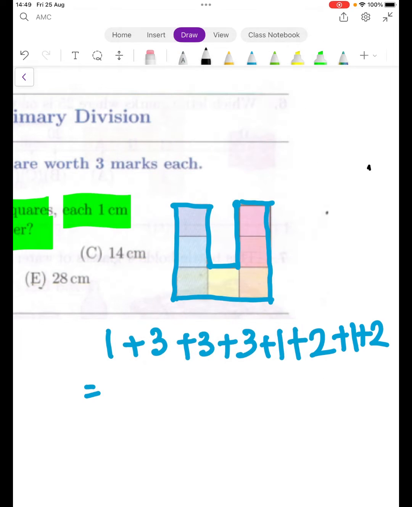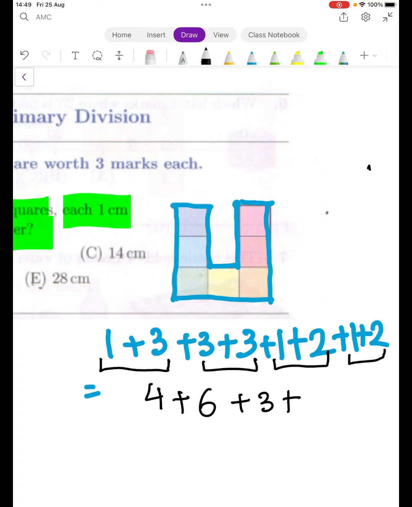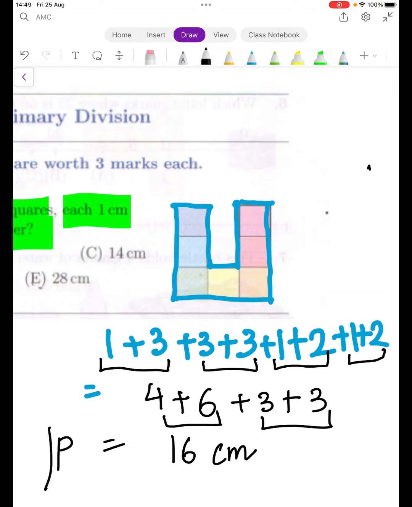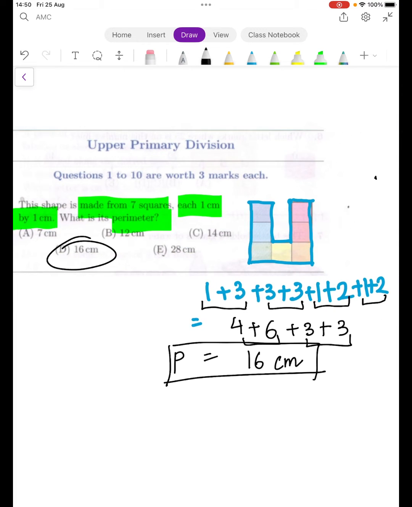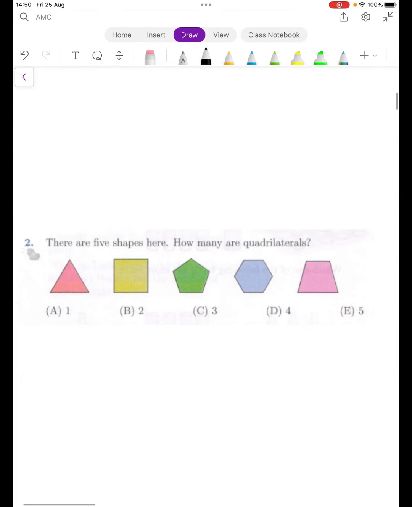Now you can just add up these. 3 plus 1 is 4, 6. You can do any which way. I like to put them in pairs so that I don't miss out any. 3, and then 3 again. So this is 10, and 6 is 16. 16 centimeters is our perimeter. All right, let's see where is 16. Here is our answer, D, 16. That was the answer to question number 1.